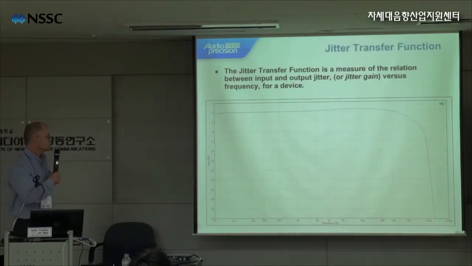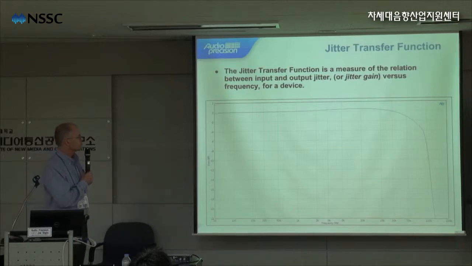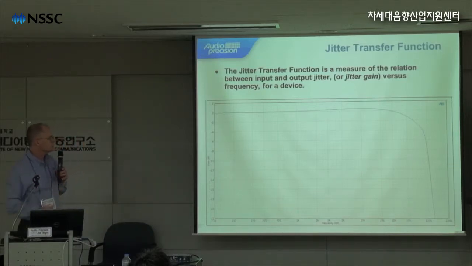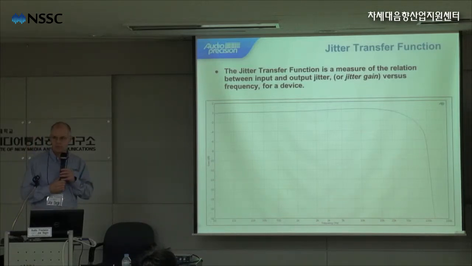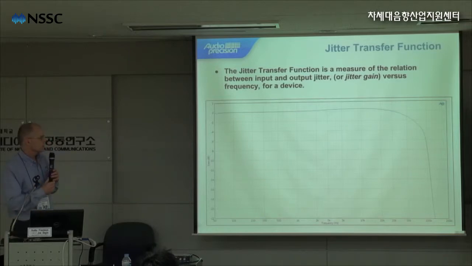The jitter transfer function is a measure of the relationship between the input and output jitter, or the jitter gain versus frequency for a device. So if a device has a digital input and a digital output, you would like it to not increase the jitter as it passes through the device.